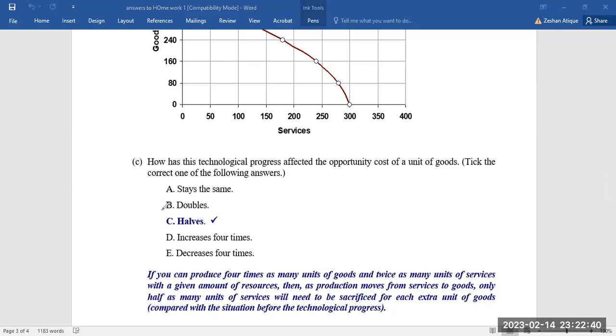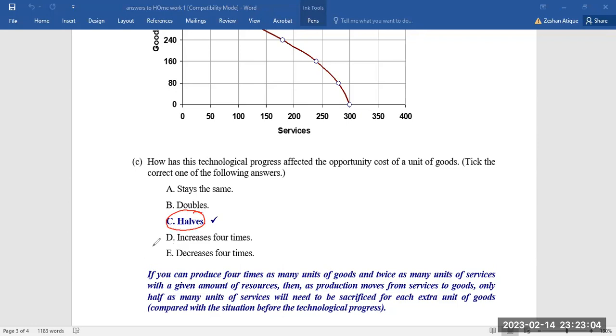Let us look at why C. There is an explanation for this. If you can produce 4 times as many units of goods and twice as many units of services with a given amount of resources, your technology has allowed you to increase your production of goods by 4 times and your production of services by 2 times.